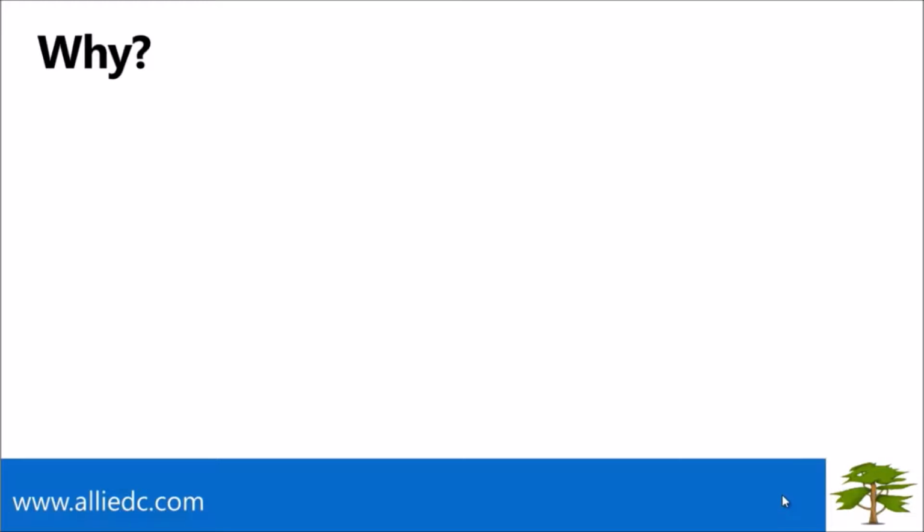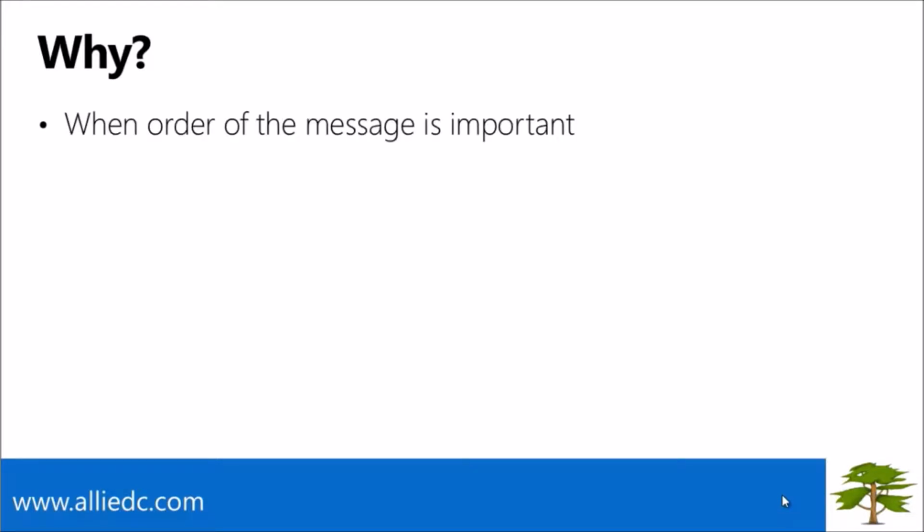Let's get started by talking about why you might want order delivery in the first place. First off, order delivery might be needed when the order of messages is important to your system. Some examples of this might be bank transactions and stock trades. In this case, you want first in, first out processing of your messages end-to-end throughout your system.